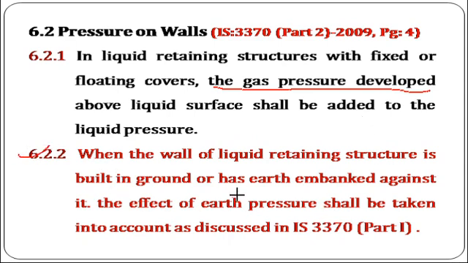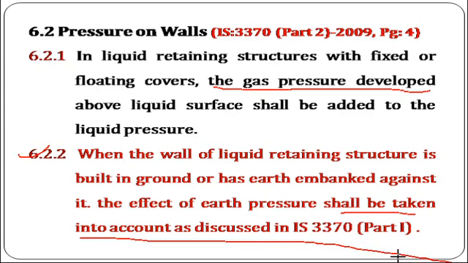Then second, clause number 6.2.2, when the wall of a liquid retaining structure is built in ground or has earth embankment against it, the effect of earth pressure shall be taken into account as discussed in this IS 3370 Part 1.